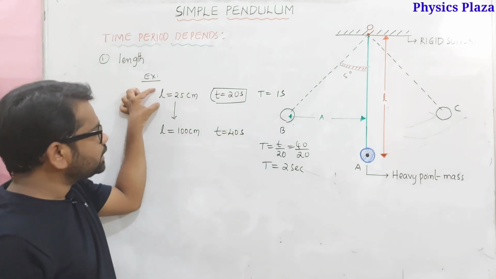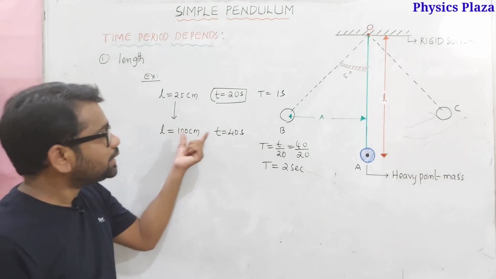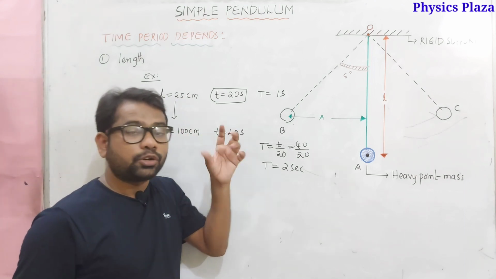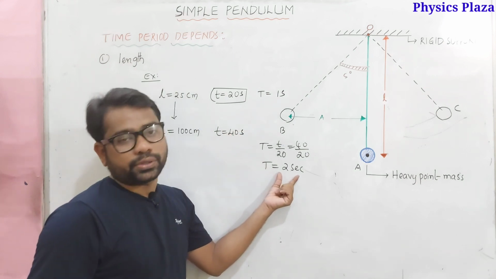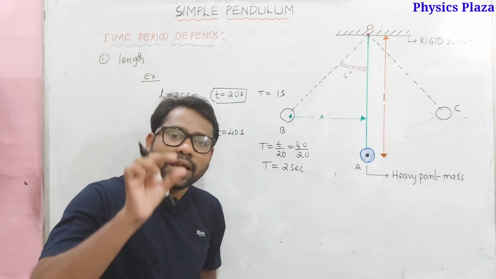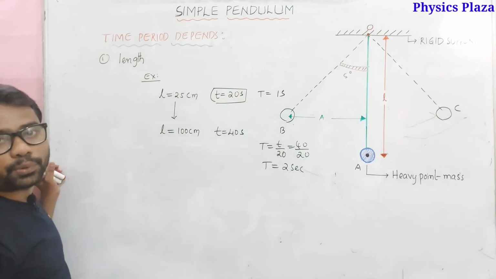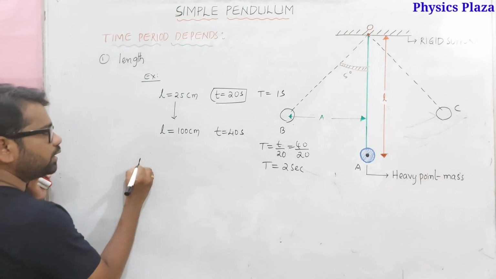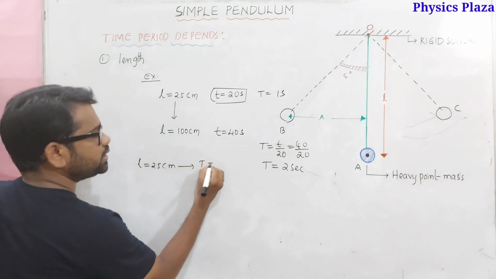And when the length is increased to 100 centimeters, the time taken to complete 20 oscillations is 40 seconds and the time period is 2 seconds. Now try to observe the relation between length and time period. Look here, length and time period is very, very important. So dear children, initially the length is 25 centimeters, so the time period is 1 second.